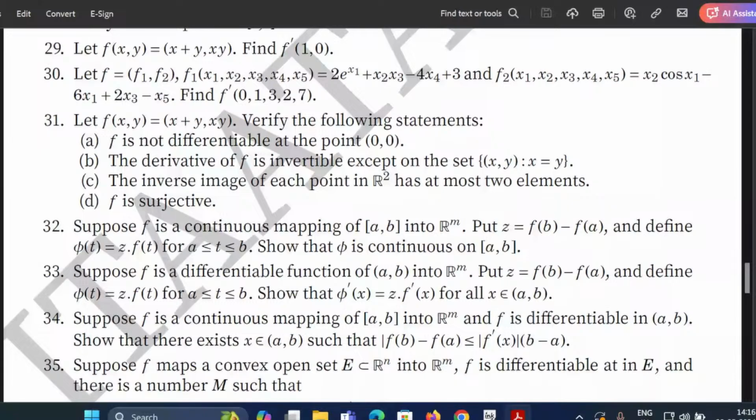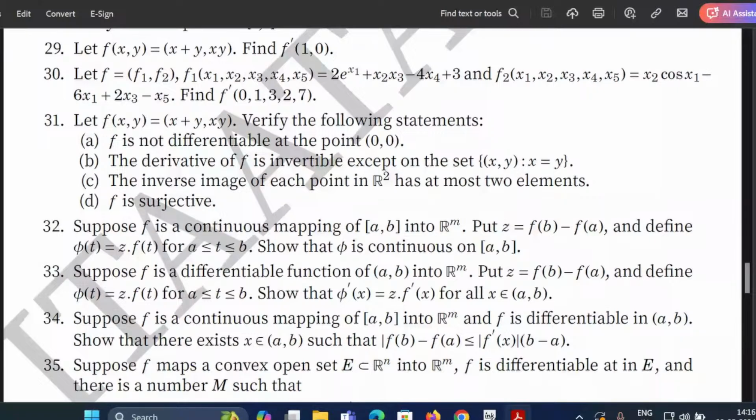So inverse image means what? You have to find x. Let's say we consider a point AB. Then you have x plus y will be A and xy will be B. So that means what? If you solve this equation, you will have at most 2 roots. Therefore, that is the correct statement. Inverse image of each point has at most 2 elements.